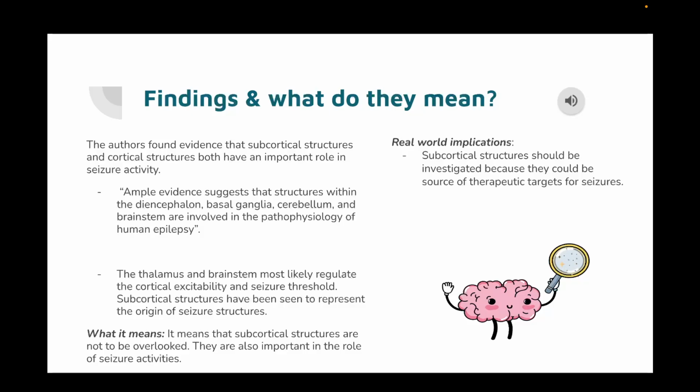To be specific, the thalamus and brainstem most likely regulate the cortical excitability and the seizure threshold. They found subcortical structures have been seen to represent the start of origin for seizure activity. What this means is that the subcortical structures should not be overlooked because of the important role they play.